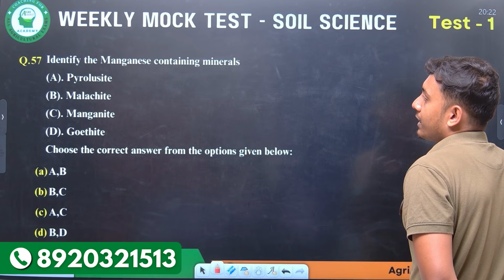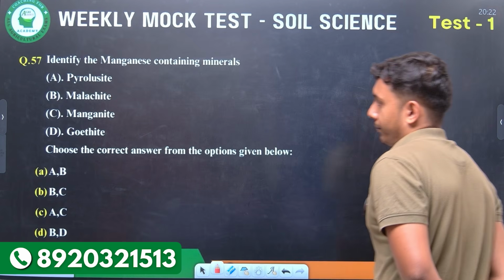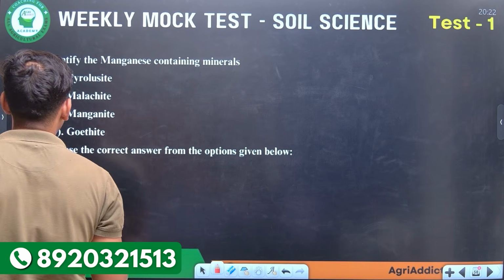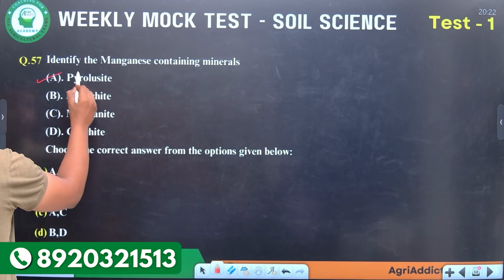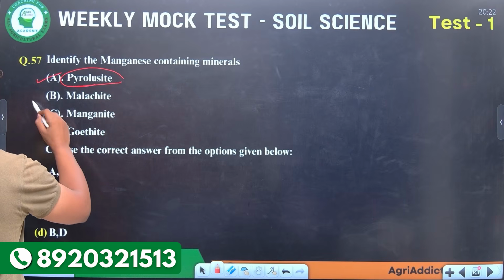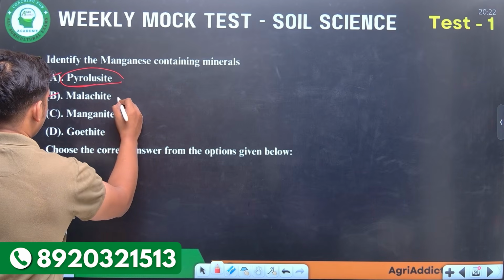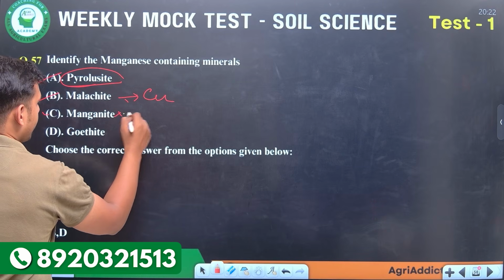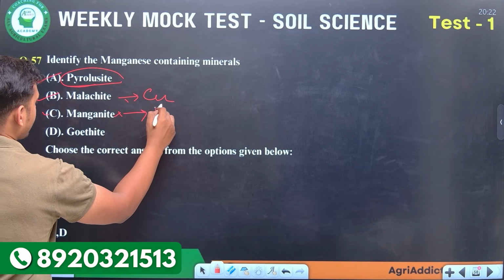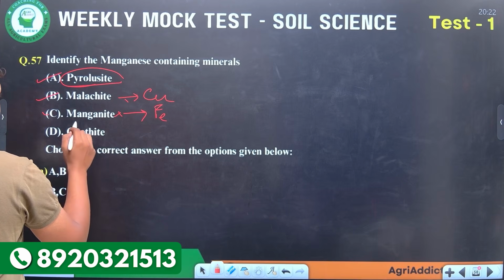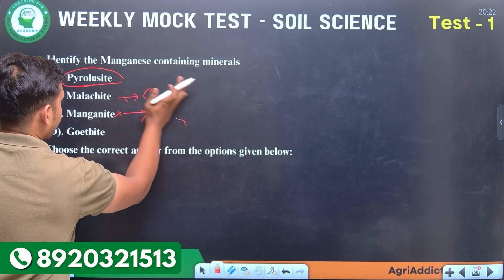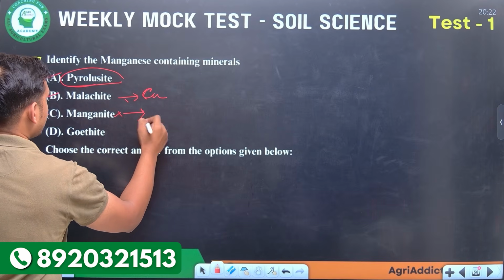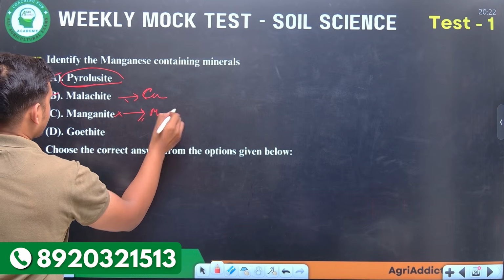Now comes: identify the manganese containing minerals. Okay, what are the minerals? Pyrolusite, it is manganese containing, we know that. Malachite, no, it is not manganese containing, it is actually copper containing. Magnetite is also not manganese containing, it is actually iron containing. Manganite is manganese containing. Okay, so it will be right.